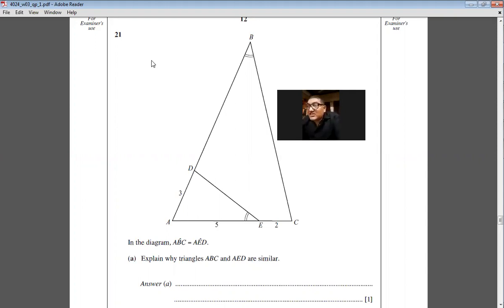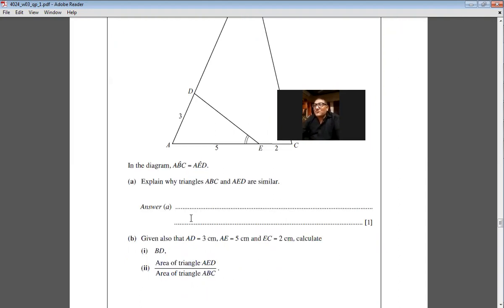You can see that this big triangle ABC and the small triangle AED, in them the angle B and the angle E are equal to each other. That is given in the question. And another angle, which is angle A, is common to both the triangles. So there are two angles in both the triangles which are the same. So if two angles are proven to be the same, then these two triangles are similar to each other.